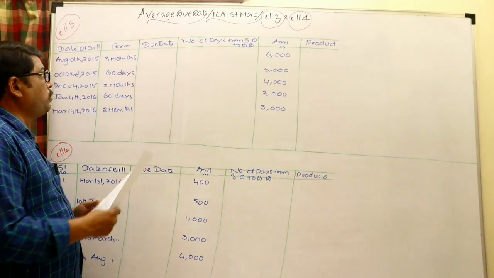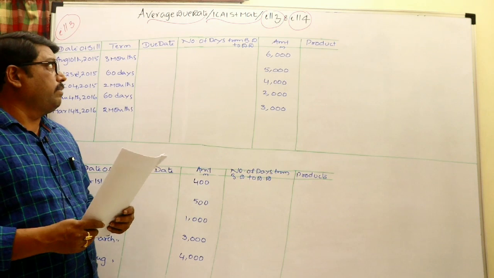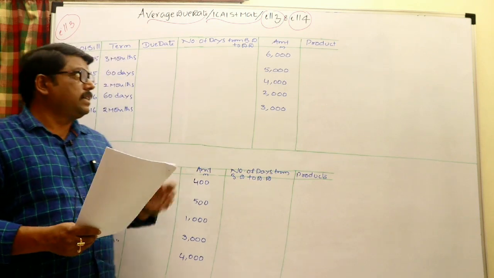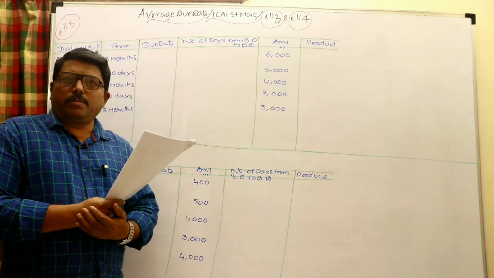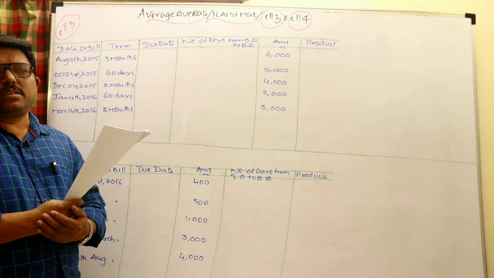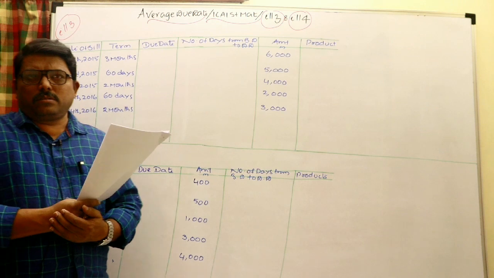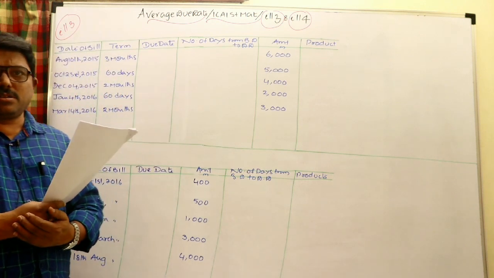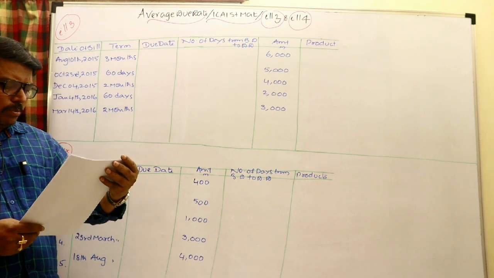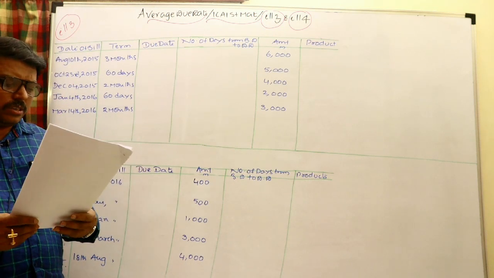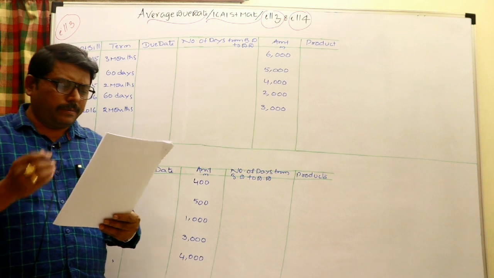Hi friends, today we will discuss the average due date topic from the ICAI study material, illustration 3 as well as illustration 4. I have already completed the theory part related to average due date, and illustration 1 and illustration 2 were completely discussed and uploaded. Please watch through the playlist. Today we will discuss illustration 3 and illustration 4.